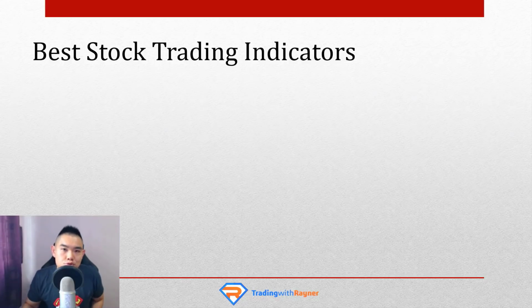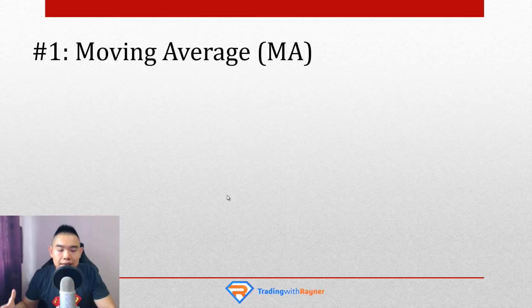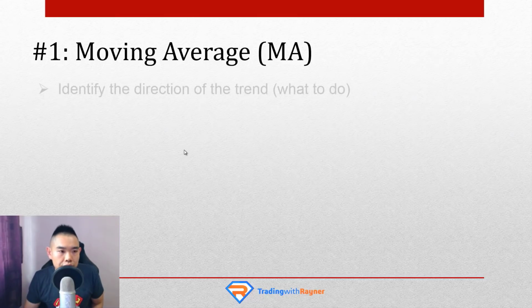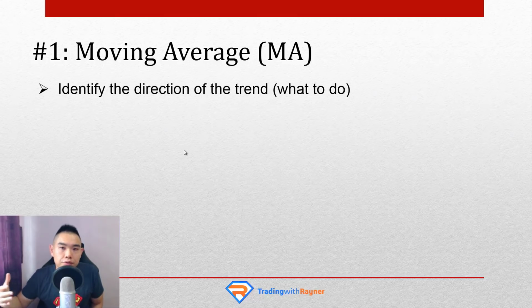So in today's training, I want to share with you the best stock trading indicators for beginners. So let's get started. The first indicator that I want to share with you is moving average. Why? Two reasons. Moving average allows you to identify the direction of the trend. So this means at any one point in time, you know what to do. Should you be buying in the stock markets or should you be selling?